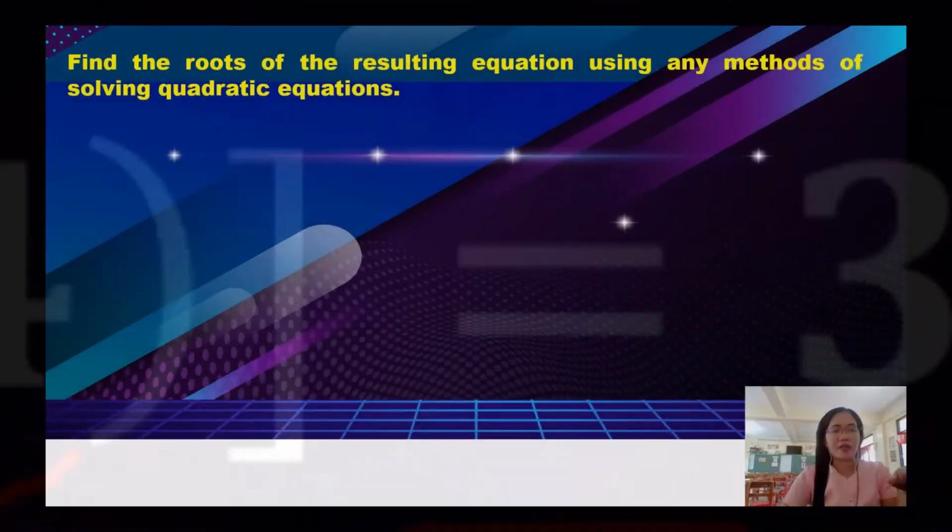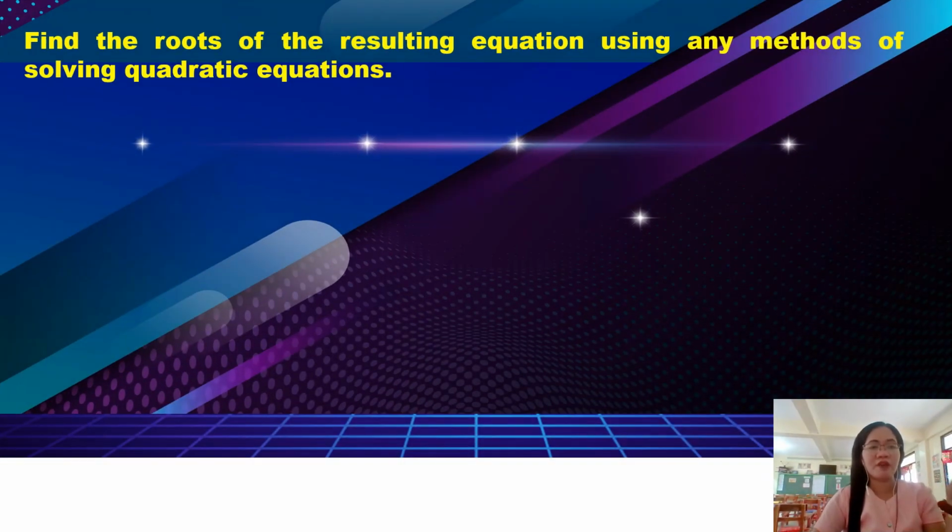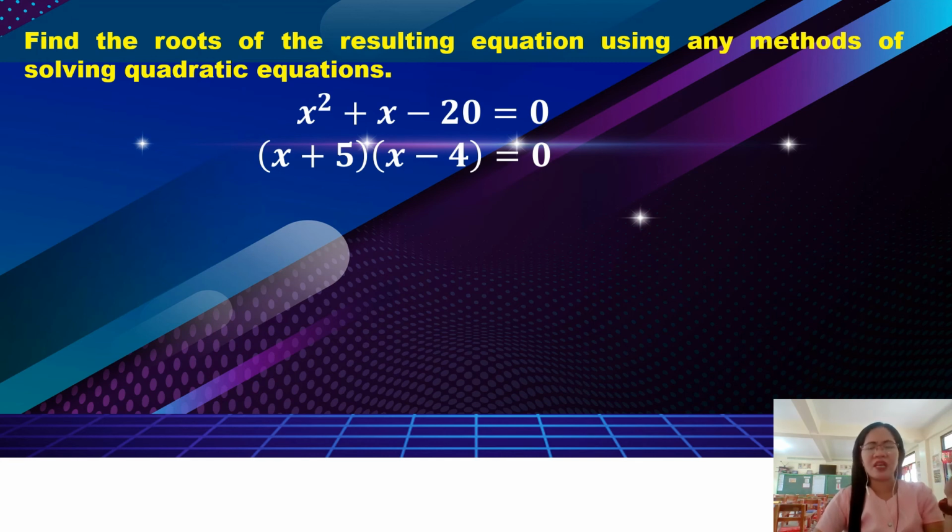And again, if it is already in standard form, we're going to find the roots of the resulting equation using any method of solving a quadratic equation. And again, we will be using factoring because I guess it's easier for me to use factoring. But you can also use completing the square, or the quadratic formula. And for extracting square roots, we can use it only if our given has a quadratic term and a constant only, without the linear term. But in here, since our standard form is complete with the values of a, b, and c, we cannot use extracting square roots.